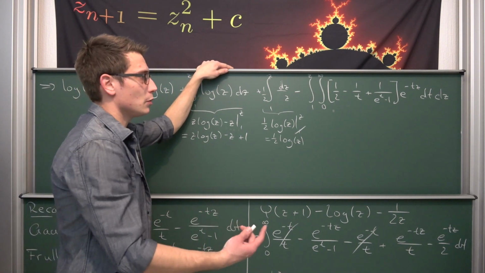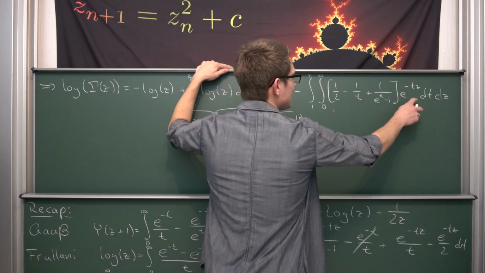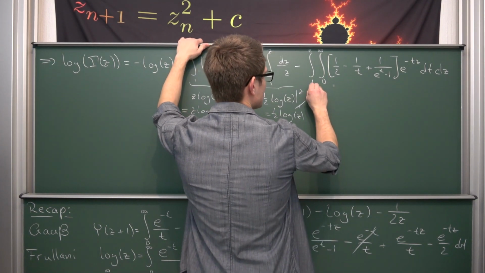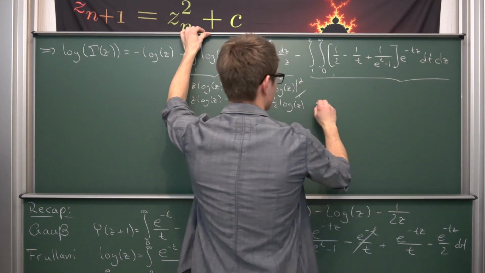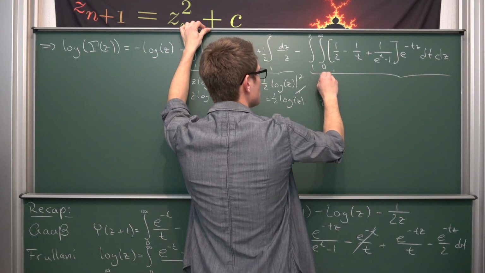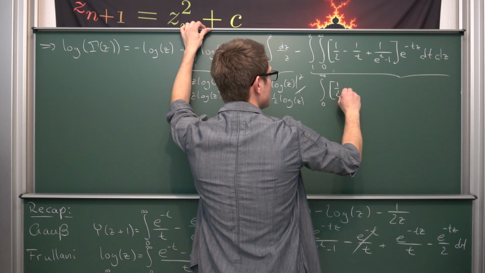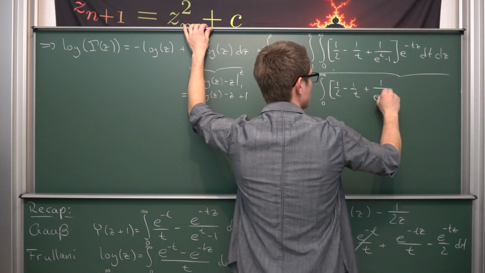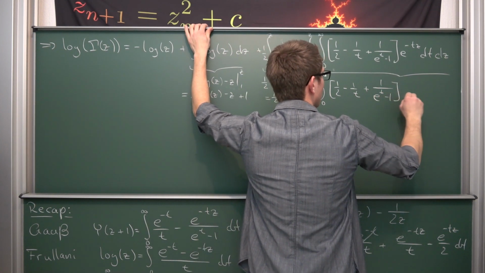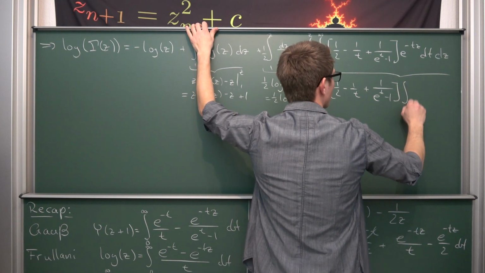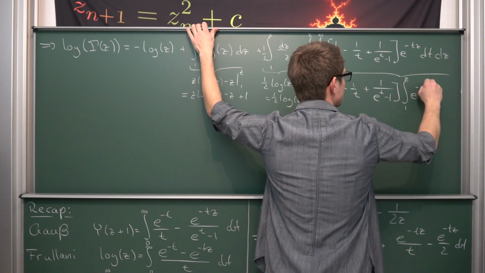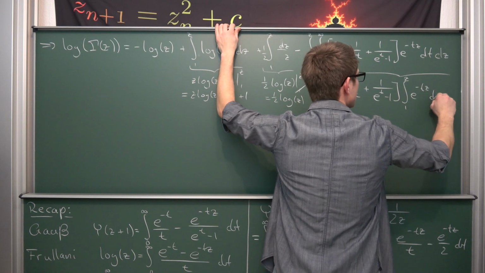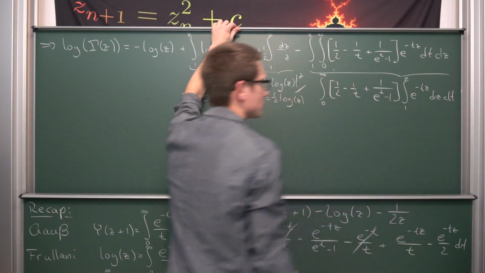Now, the only thing that we really need to integrate with respect to z is e to the negative tz, meaning this part right here is going to turn into the integral from 0 to infinity of, now we got something that we don't care about at the moment, plus 1 over e to the t minus 1. And then we are going to integrate from 1 to z e to the negative tz with respect to z, and after that everything with respect to t.